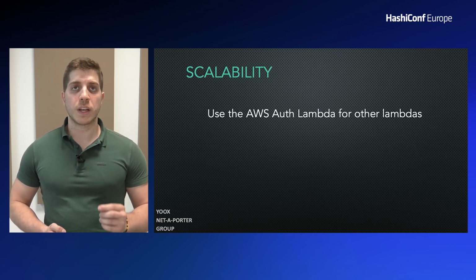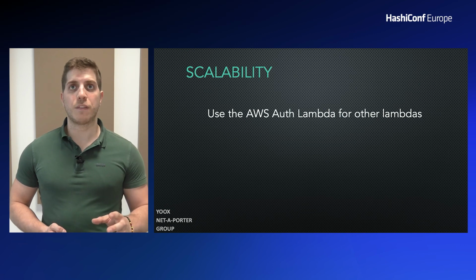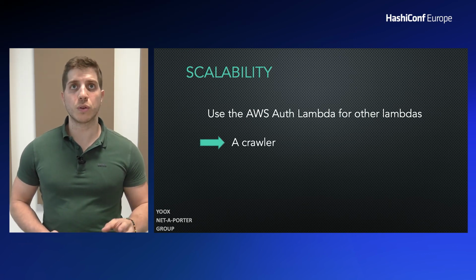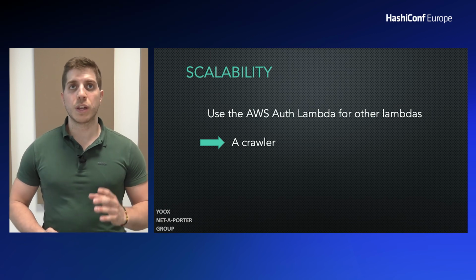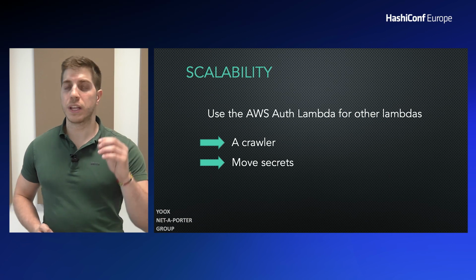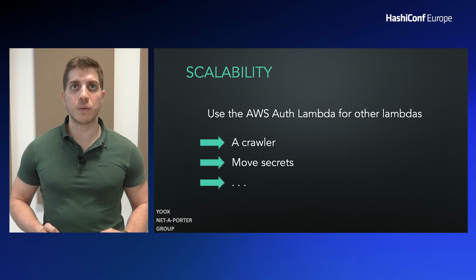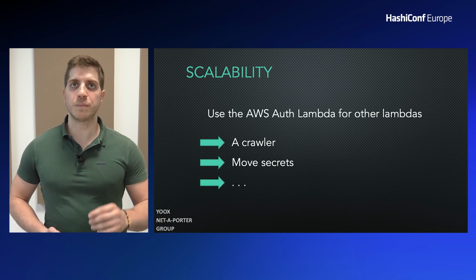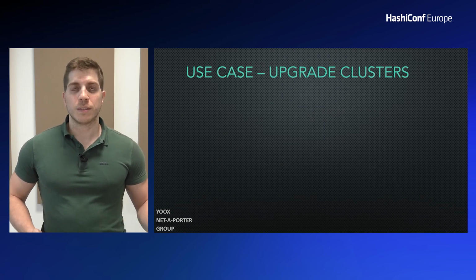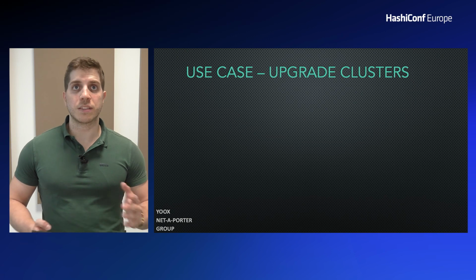Also, for scalability, we can use this AWS auth Lambda function for other Lambdas. For example, we can use it for a crawler. So if we want to crawl the Vault, we can use it to create a specific token for that, or to create a Lambda to move secrets around, even between clusters, or whatever else. These are some use cases.